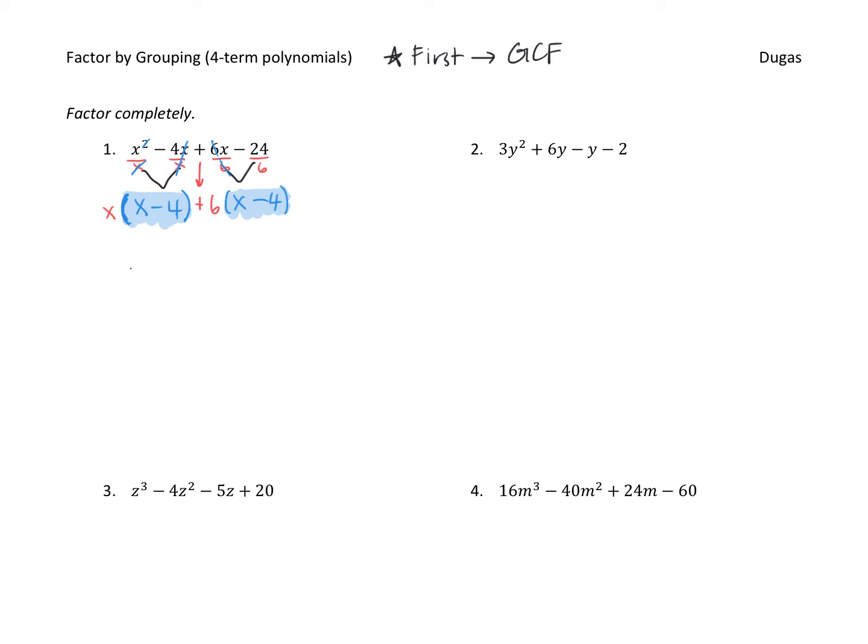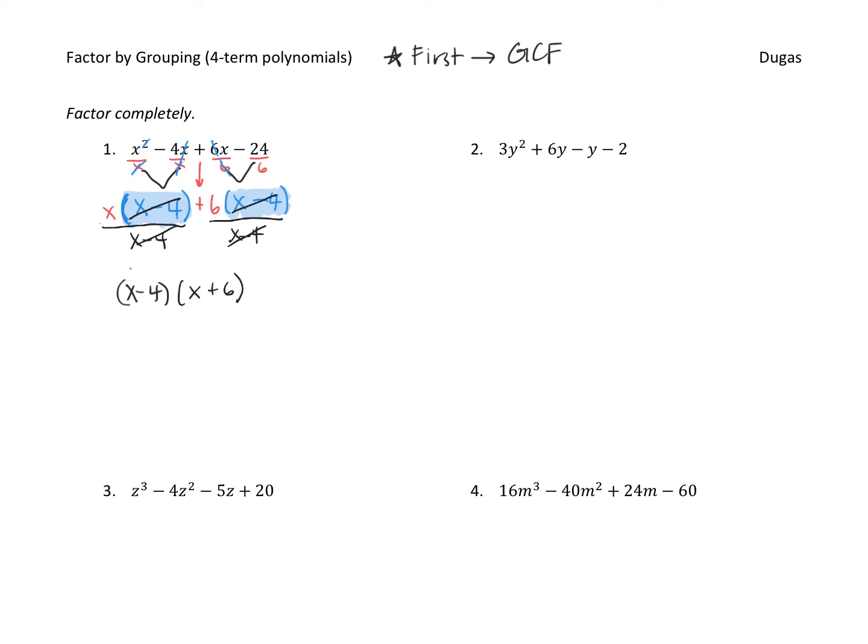And what's really happening here is now you have 2 things. You have this and you have this. And they both have x minus 4 in common. So you're writing down the common factor, which is x minus 4, and then you're dividing that out to see what's left. And so what that leaves is the x and the plus 6 in red.